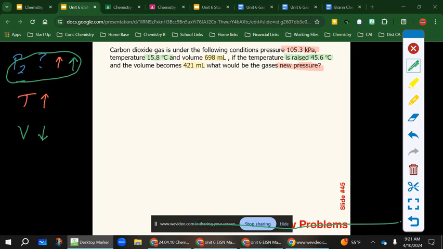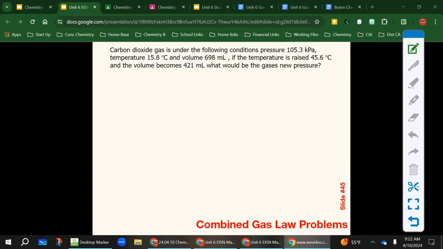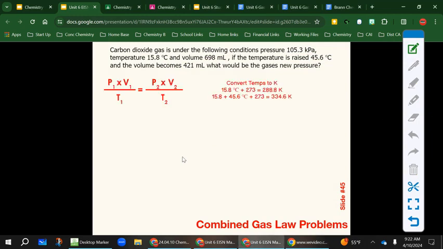So what that means is that now that I'm ready to do my calculation, I know the final answer pressure better be bigger than 105.3 kPa. So now I can put everything into my formula. Please remember, we need to convert temperature from Celsius into Kelvin, which means I'm going to take 15.8, add 273, and get 288.8. I'm going to add 15.8 and the 45.6 because it said it was raised by that. And then I'm going to add 273 to it. That gave me 334.6. Everything goes into our formula now.